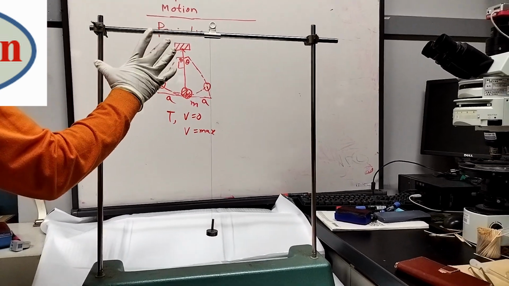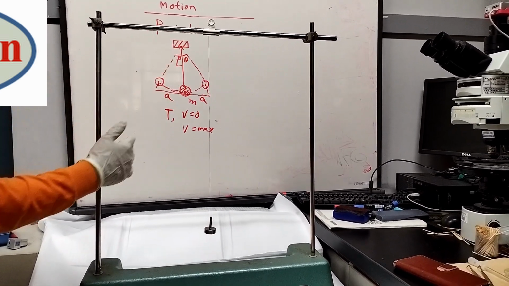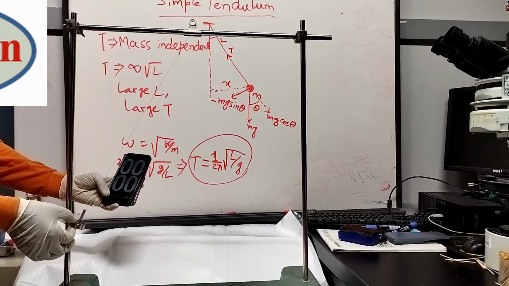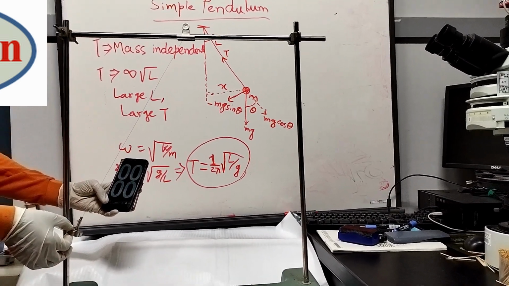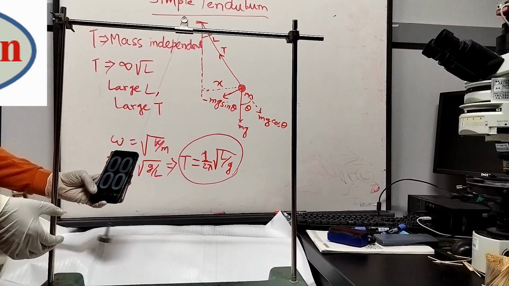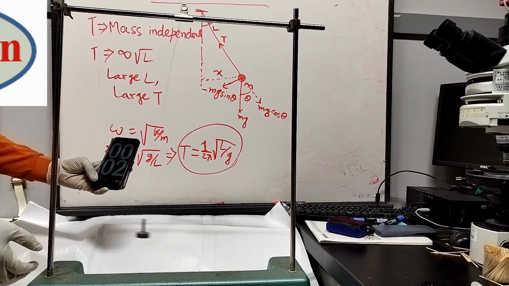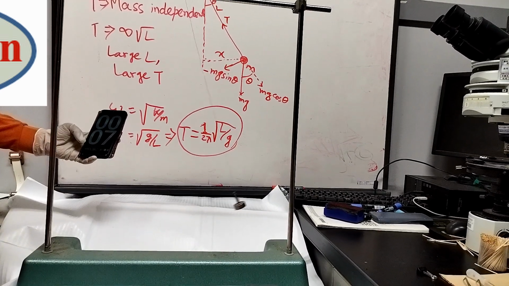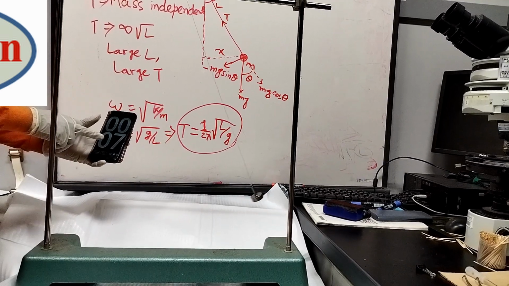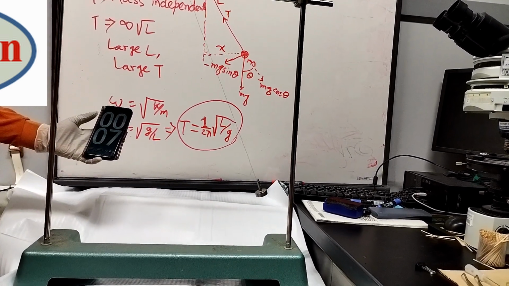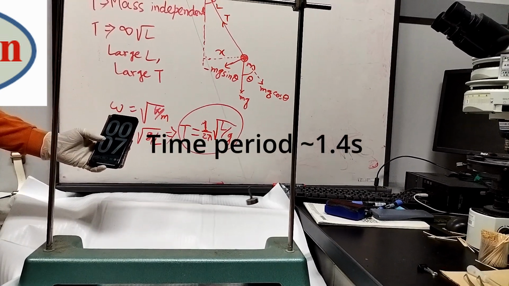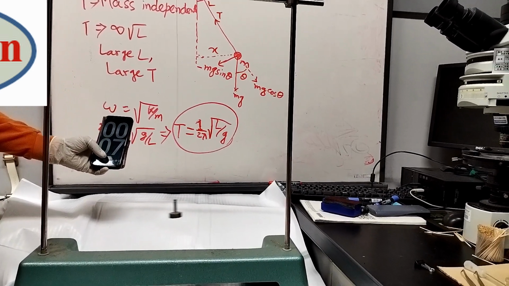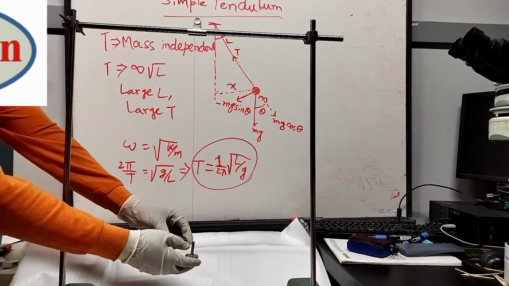Now this simple pendulum will make oscillations. So first we will count the total time for 5 successive oscillations. 2, 3, 4, 5. Okay, so for the 5 oscillations the total time taken is around 7 seconds, and if we average out, then the time period of one oscillation will be about 1.4 seconds. So this is our original pendulum, and it has this original time period.